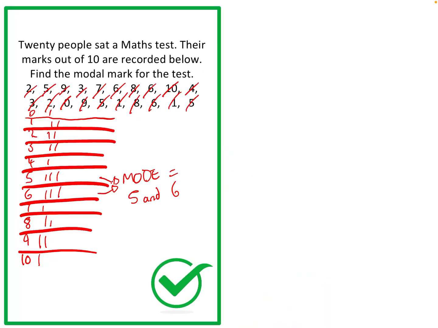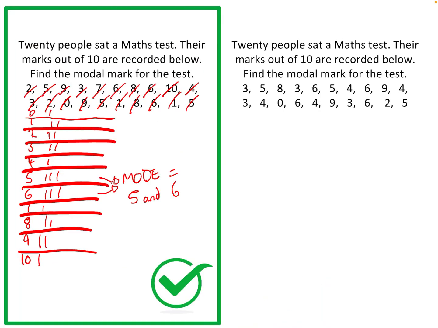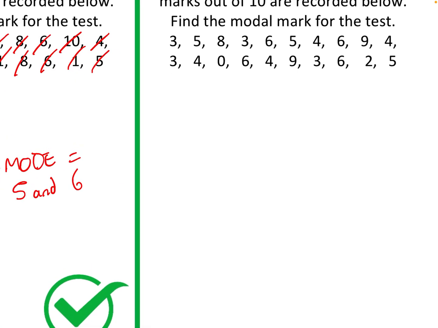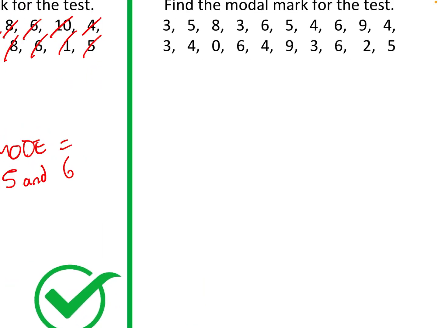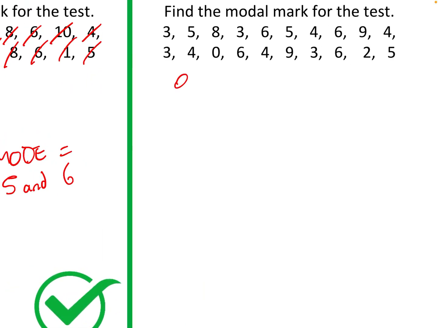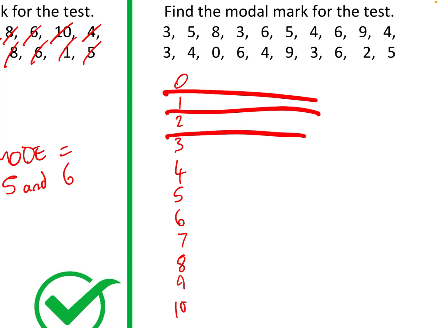Okay? Now, here's one for you. Pause the video, have an attempt. Okay, we're going to go through these. So, let's very quickly. Same principle as before, we've got 0 up to 10. So this time I'm going to make sure I put 0 in straight away. Much better. Included 0, going to create my tallies.